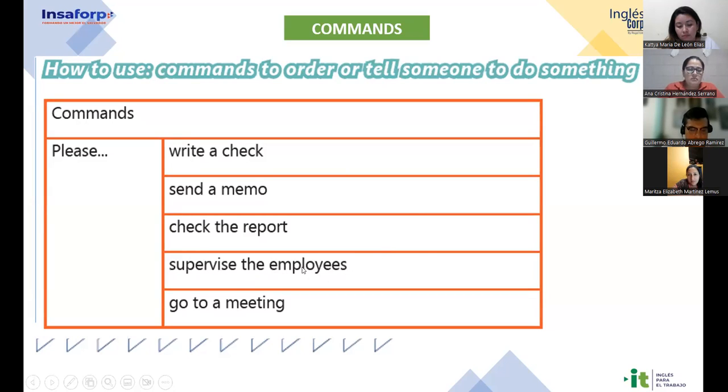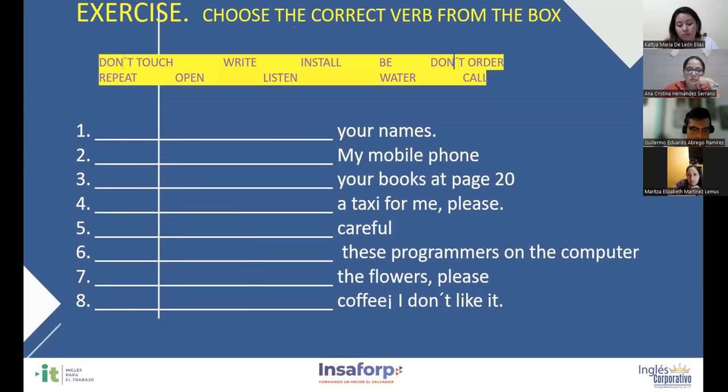Okay, only one word that I noticed that the majority have some problems, it was employees. Like you have the stress in the final syllable, employees. Okay, because the word has two E's, it's a long E, right? Employees. Supervised employees. Okay, now go to the next.